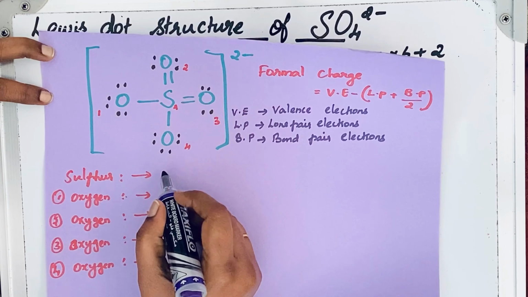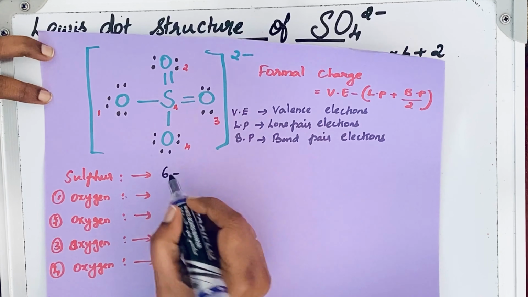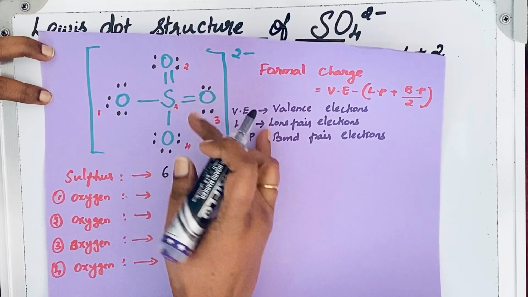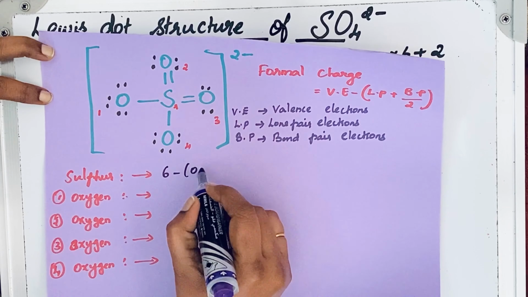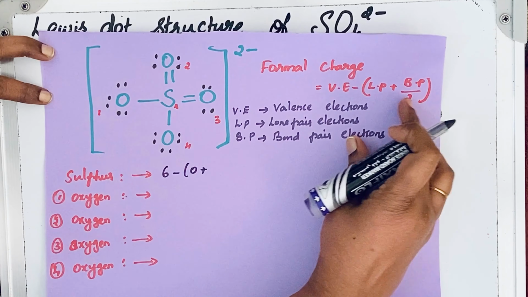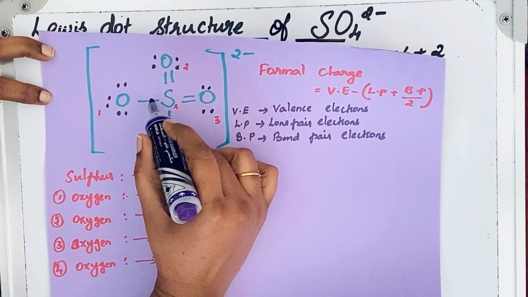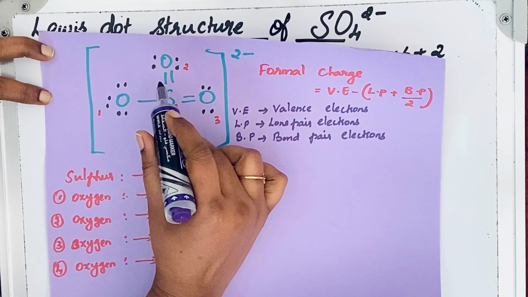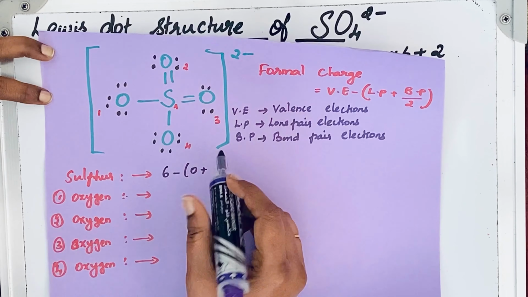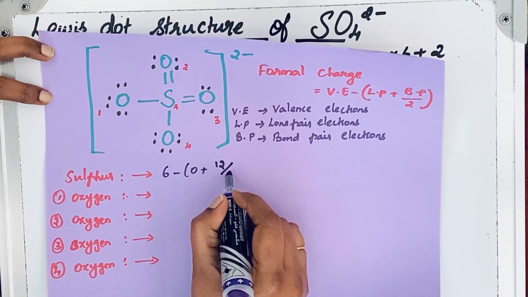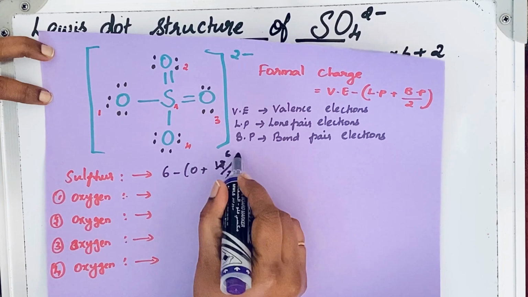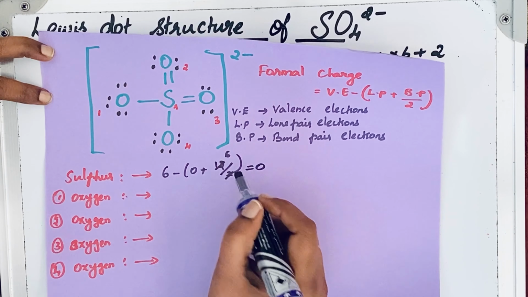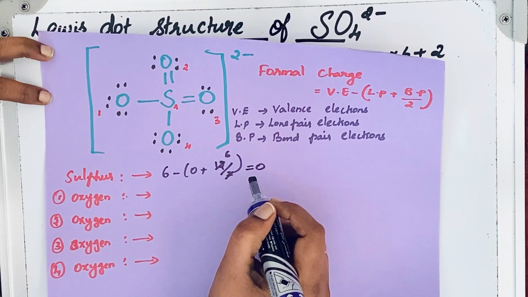Valence electron in sulfur 6 minus, see lone pair, how many lone pair? No lone pair in sulfur now. So 0 plus, then bond pair by 2. So how many bonds are here? 2 each, in each bond 2 electrons. So 2, 4, 6, 8, 10, 12. So total 12 bond pair electrons by 2. So 6. So 6 minus 6 is equal to 0. See, atom with 0 formal charge is highly preferable.